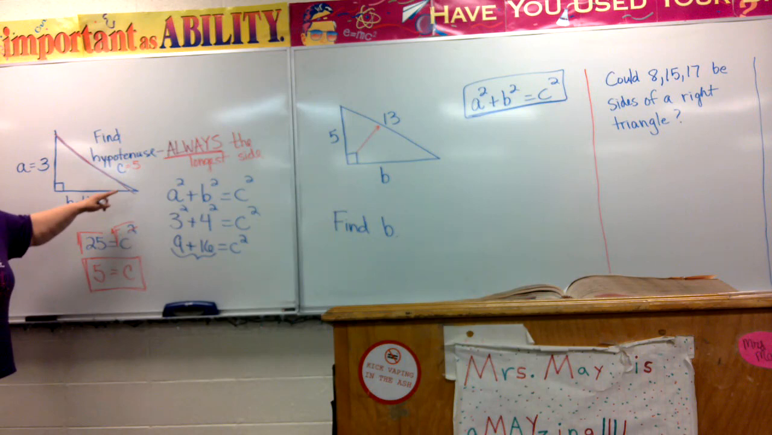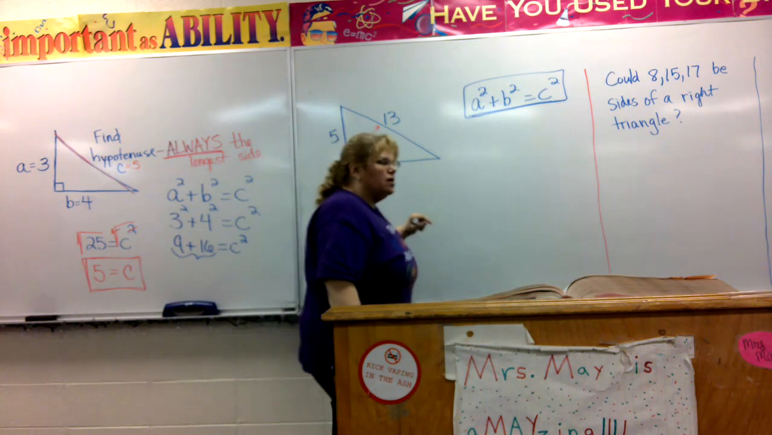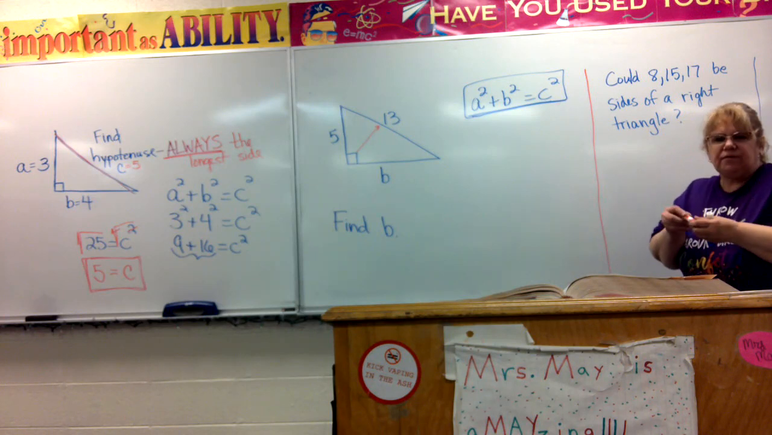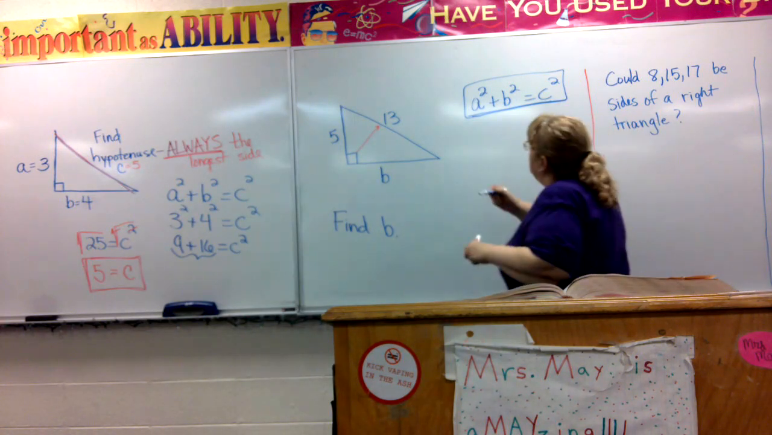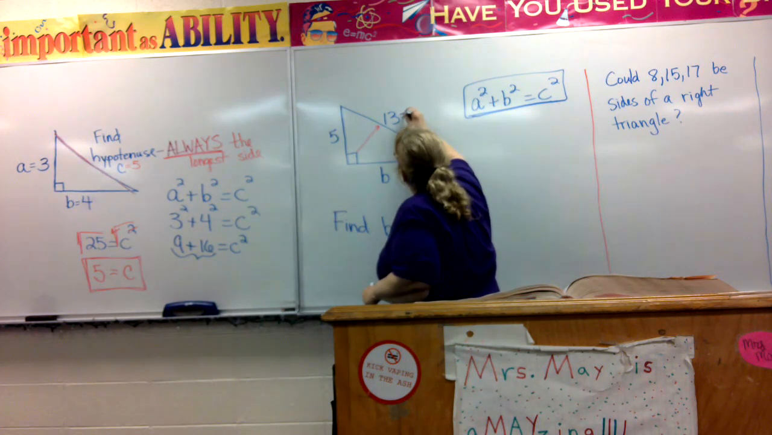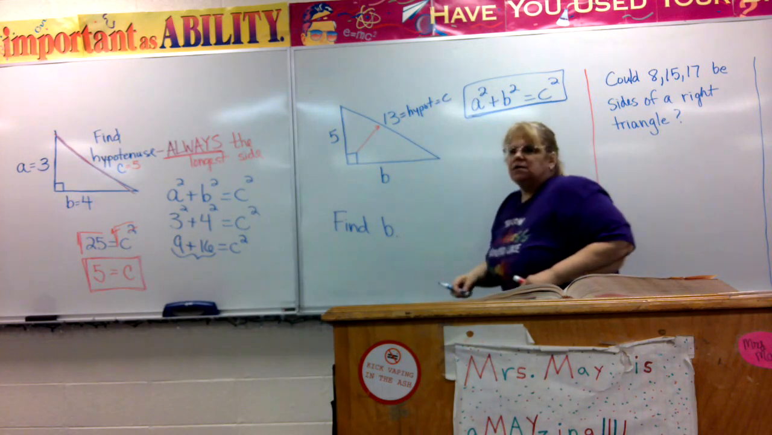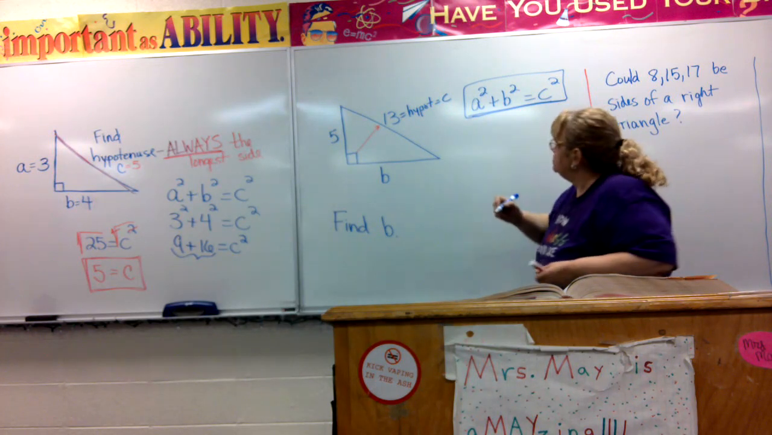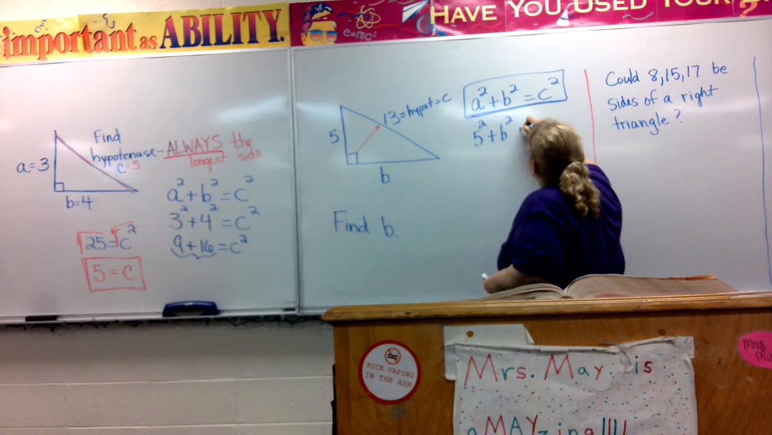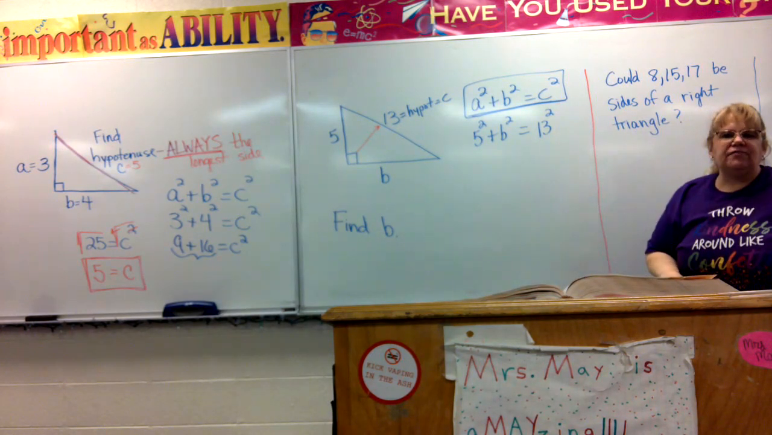And you don't always have to be looking for the hypotenuse. Over here, you're looking for one of the legs. You can still use the Pythagorean theorem. A squared plus b squared equals c squared. So my a is 5. Remember, the one that's opposite of the right angle is always the hypotenuse, which is the c, right? So a is 5. I don't know what b is, and c is 13, right? Work that out.